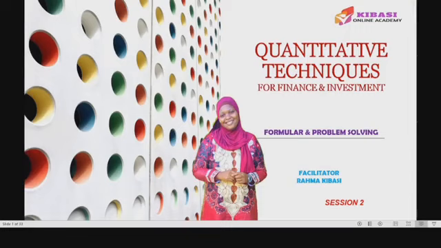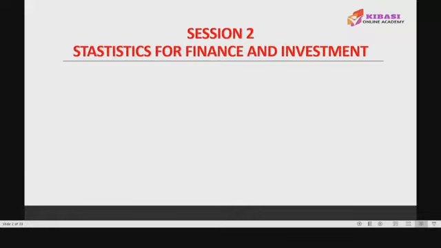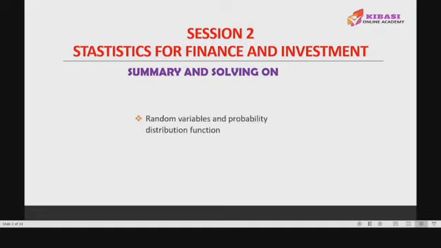Kipindi kilichopita tuliangalia part ya kwanza ambayo ilikuwa time value of money. Leo tunakwenda part ya pili ambayo tutadili na statistics for finance and investment. Tutafanya summary then tutafanya solving katika vipengele vifuatavyo.